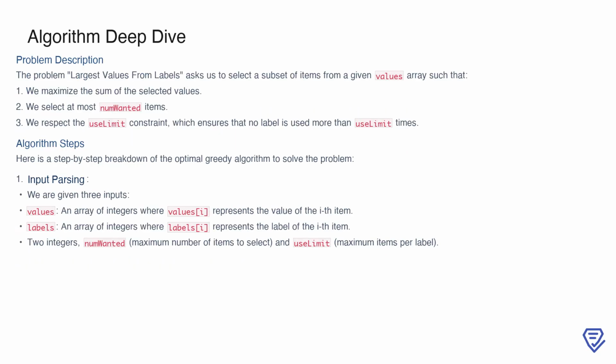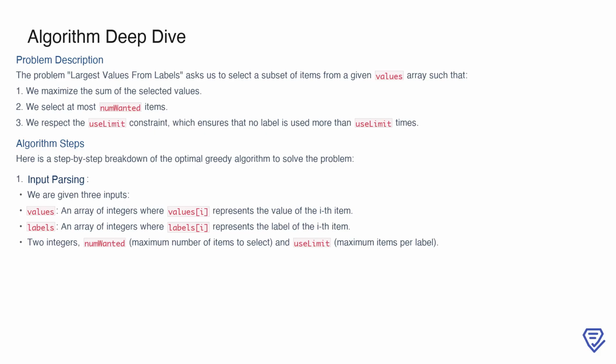The problem Largest Values From Labels challenges us to select a subset of items that maximizes the sum of their values while adhering to two key constraints. First, we can select at most a specific number of items, determined by the num_wanted parameter. Second, the use_limit constraint ensures that no label is used more times than allowed. To tackle this, we use a greedy algorithm.